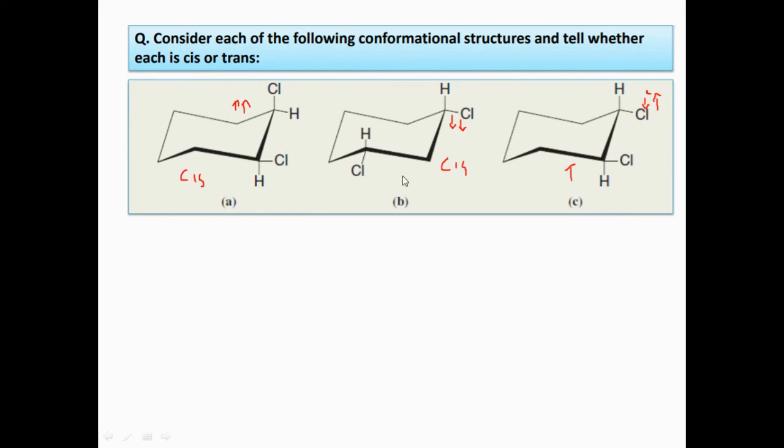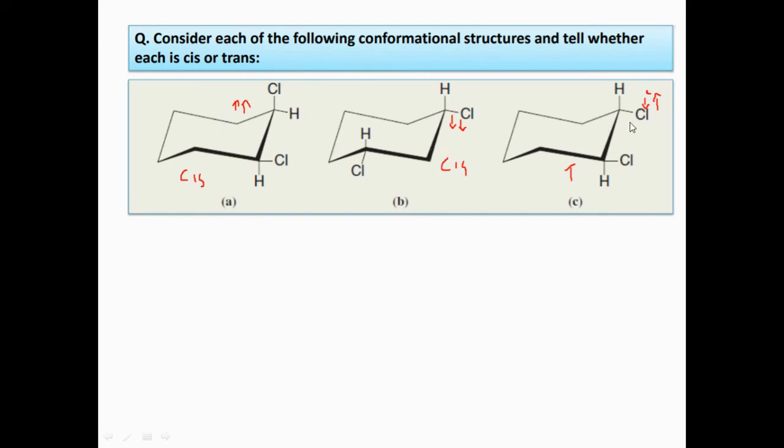Okay. In the second case, the substituent is attached by a downward bond, a lower bond. Here, on the third carbon atom, the chlorine is also on a lower bond. Both substituents are attached by a lower bond, so both are on the same side. That means it is the cis form, equatorial-equatorial.